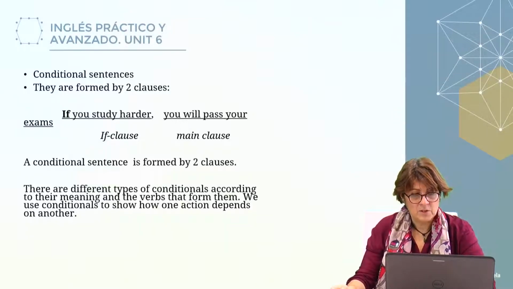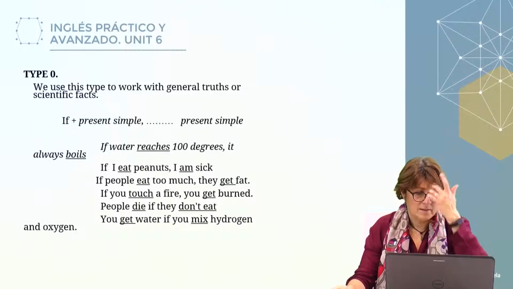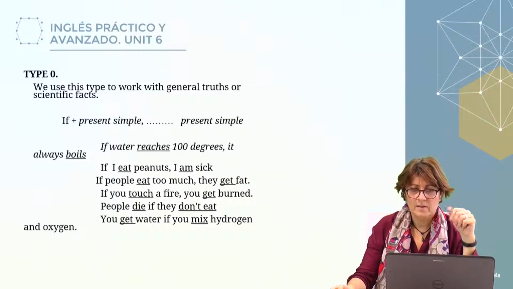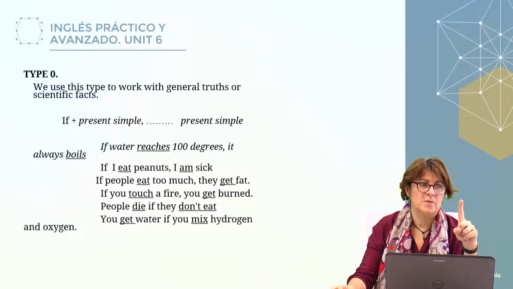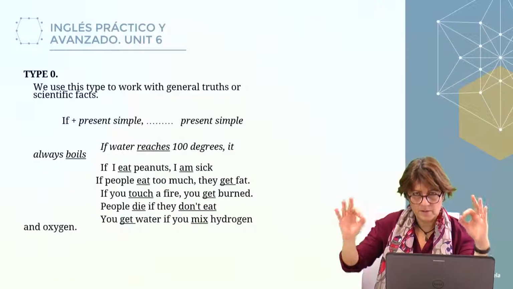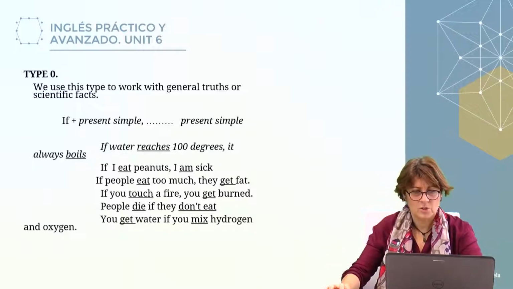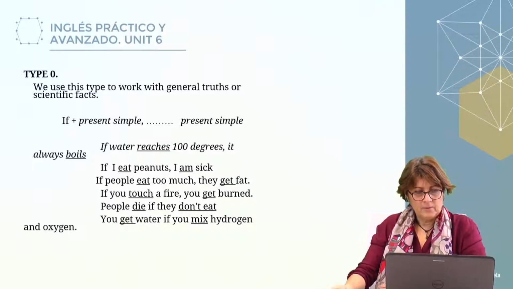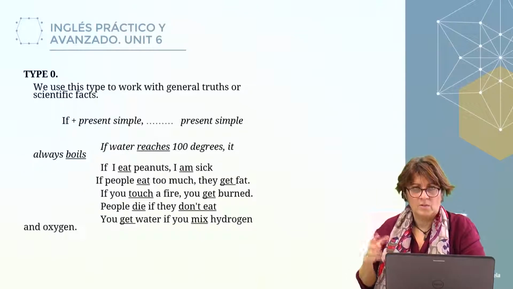There are different types of conditional, as you know: type 0, type 1, 2, and 3. Many years ago, teachers or grammar researchers didn't say zero conditional. The first conditional was present and future, but the zero conditional is when both clauses have a present simple. And when do you use this type of conditional? When it's a general truth or a scientific fact.